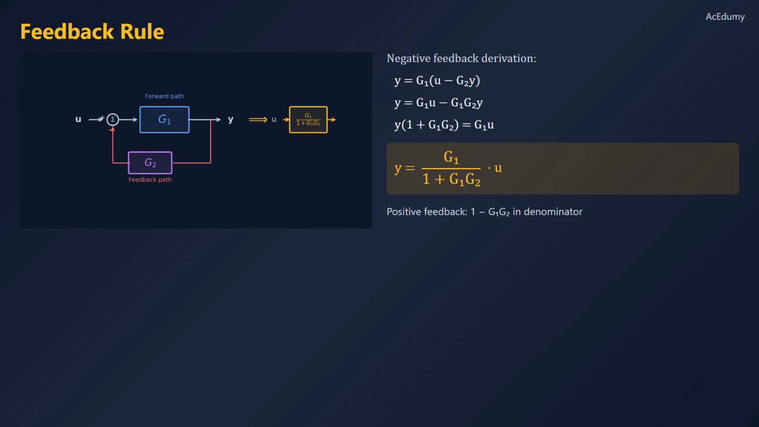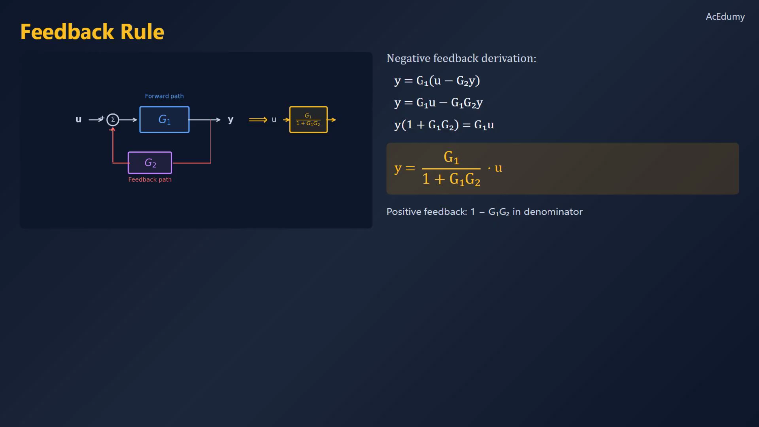The most important rule is the feedback rule. A forward path G1 has a feedback path G2 returning from output to input. For negative feedback, the input to G1 is U minus G2 times Y. So Y equals G1 times the quantity U minus G2Y. Rearranging, Y times 1 plus G1G2 equals G1U. The closed loop transfer function is G1 divided by 1 plus G1G2.